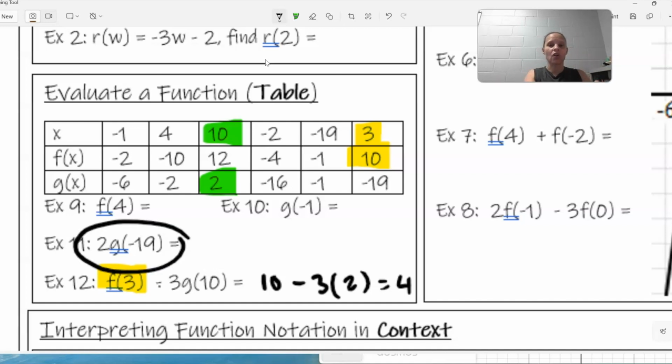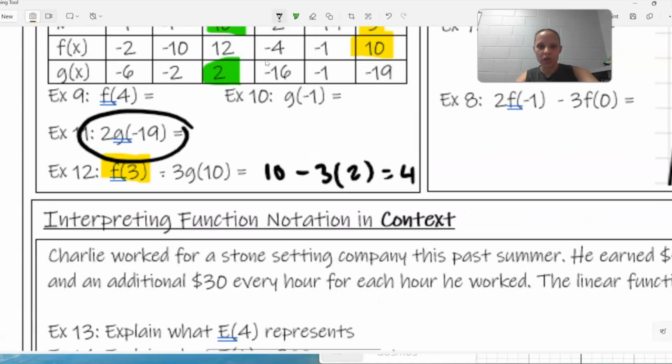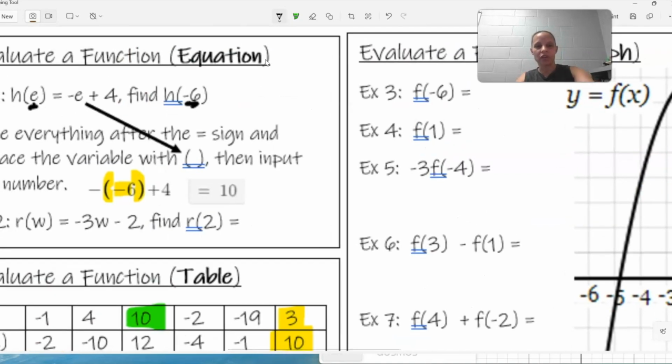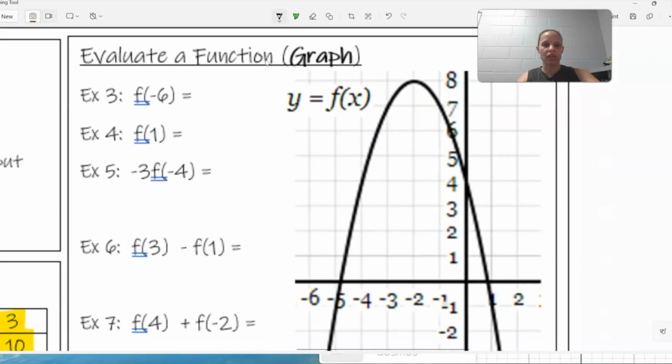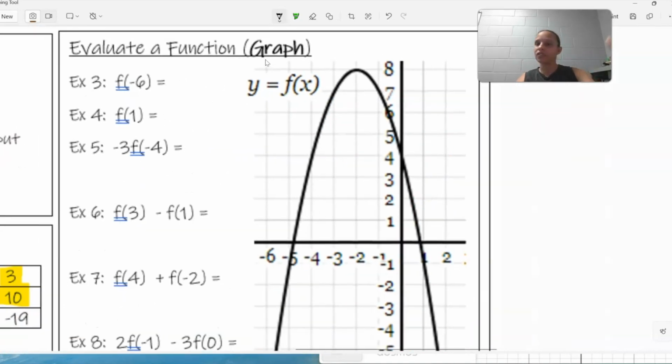And I'll start you off without doing it. So this is 2 times the output of whatever you get for g. Okay, 2 times whatever the output you get for g. All right, so let's go ahead and take a look at, so we've done equation, we've done table, we're going to take a look at a graph. A graph is also very simple.